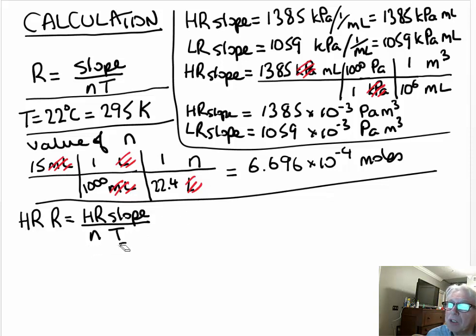And we want the lowest reasonable r. We'll take the lowest reasonable slope and the highest reasonable n and the highest reasonable t. But we're going to leave it for today. We're going to do it like this. So then this equals my highest reasonable slope. I'm up here.